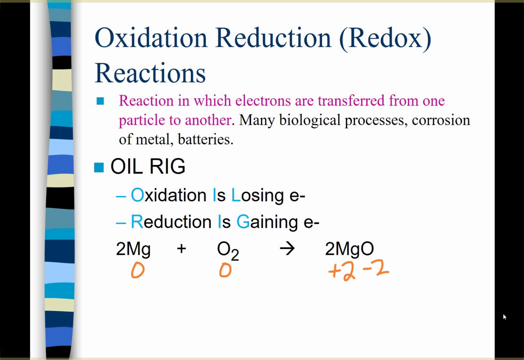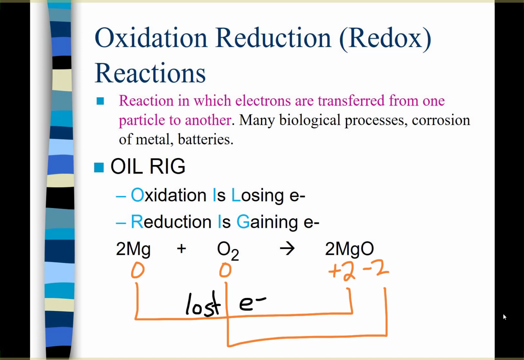Well, what element gained electrons and what element lost those electrons? You're going to look from left to right and figure out which ones are changing. I see that my magnesium has changed, and my oxygen has changed also. Magnesium, going from a 0 to a +2, has lost electrons. Remember that electrons are negative. So if my oxidation number goes up, that means electrons are lost because negative electrons have gone away. And I can't lose electrons without gaining electrons, so the other one is obviously gaining electrons.